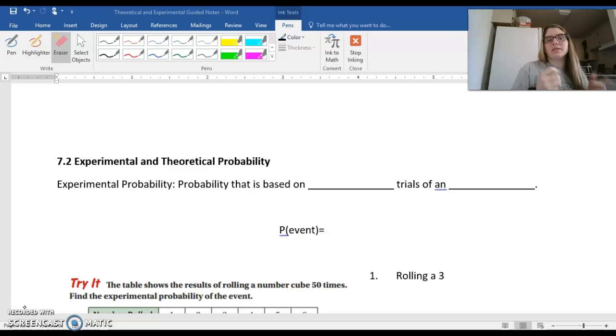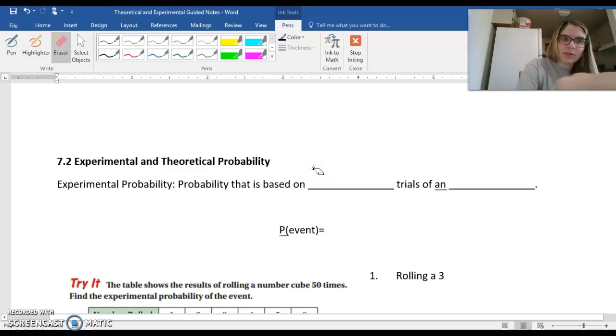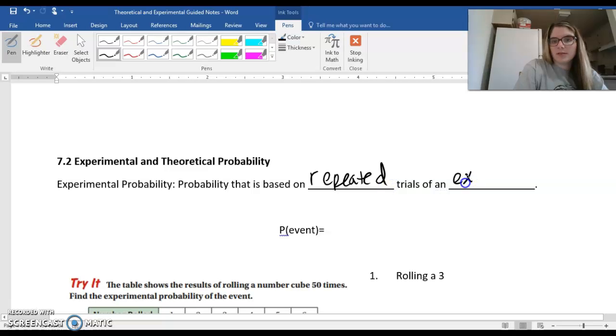What I like to think of as experimental is if you're actually trying it and recording the results, and then theoretical is what theoretically should happen, what results you should get. So experimental probability is based on repeated trials of an experiment.